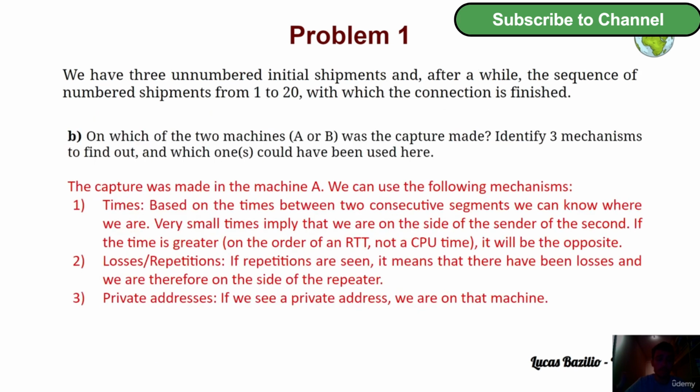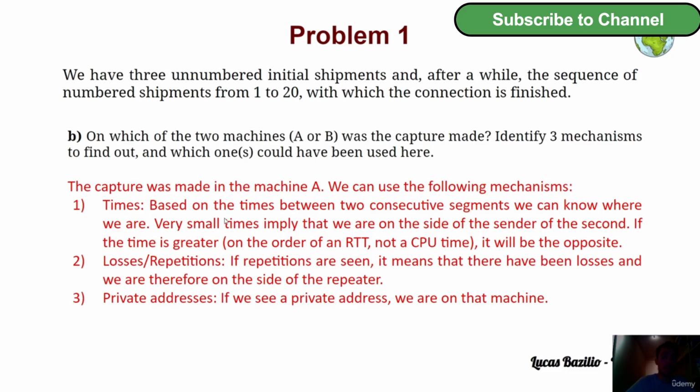Now we are going to explain and justify why. First of all, in a general way, we can use the following 3 different mechanisms, as the problem statement specifies, to identify on which machine we are making the capture, and we are seeing the trace here. The first mechanism is analyzing the times of each sequence number, basically the time that it takes for each of the segments to arrive.